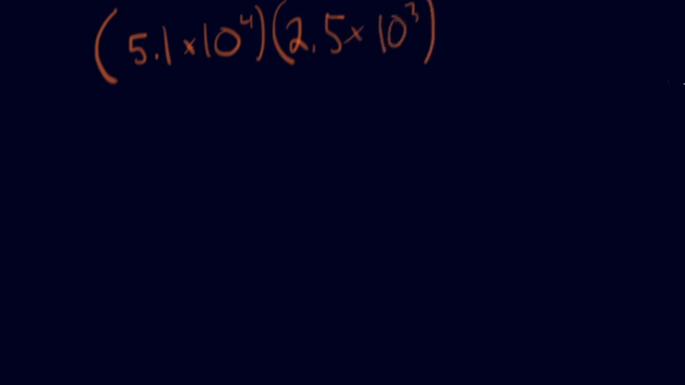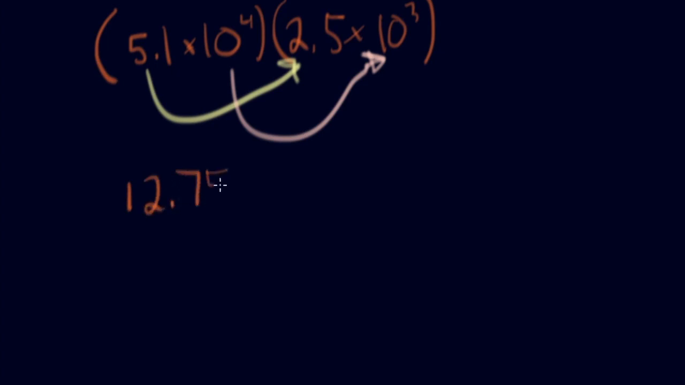Okay, Mr. Douglas. Let's try 5.1 times 10 to the 4th times 2.5 times 10 to the 3rd. Awesome. So again, we're going to multiply those ones together, and we're also going to multiply our base 10s together. And we're going to get 12.75 times 10 to the 7th. Awesome. All right, next question.